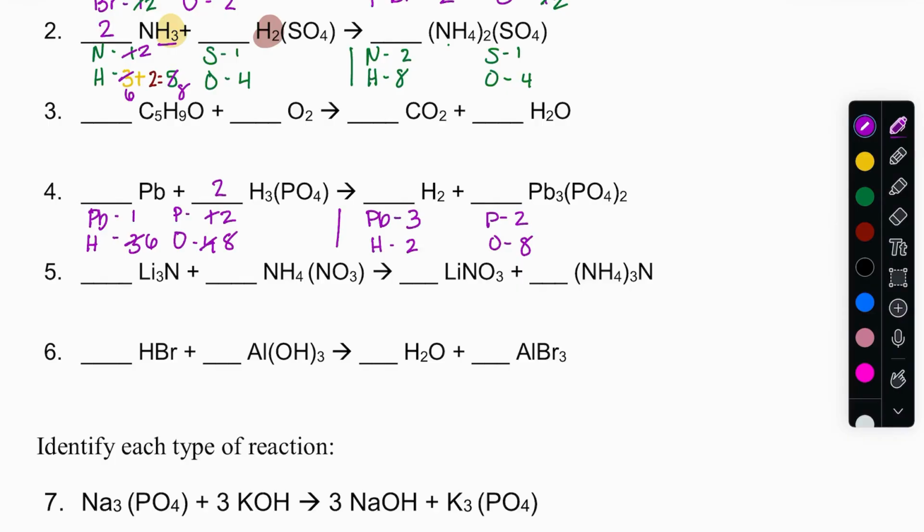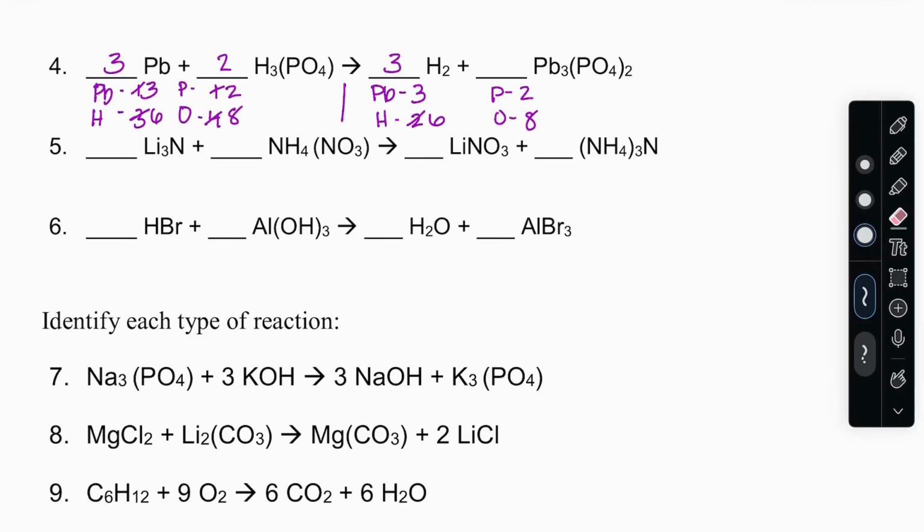My hydrogens are out of whack now, so I have 6 on the left and 2 on the right, so I need a 3 coefficient here. That makes that into a 6. Then on the right I have 3 leads, on the left I have 1, so I need a 3 coefficient there, and that balances that out.